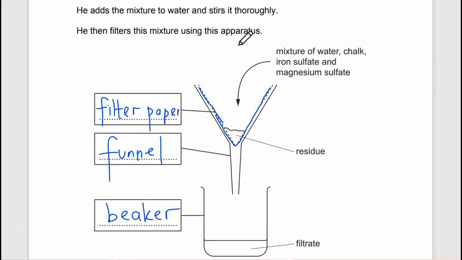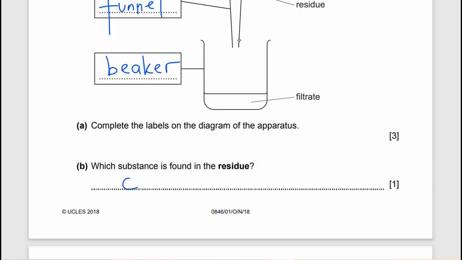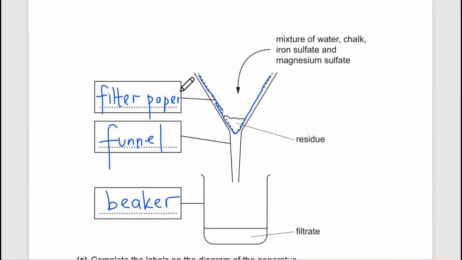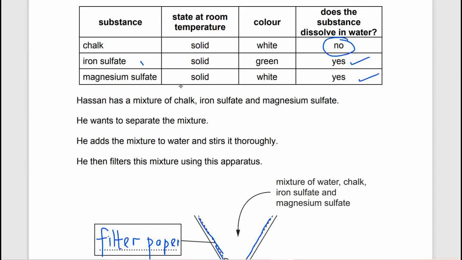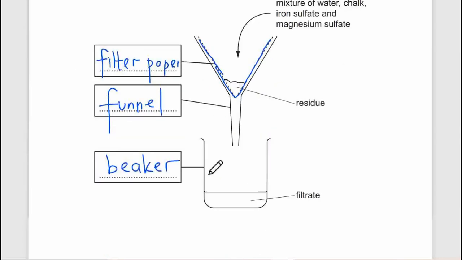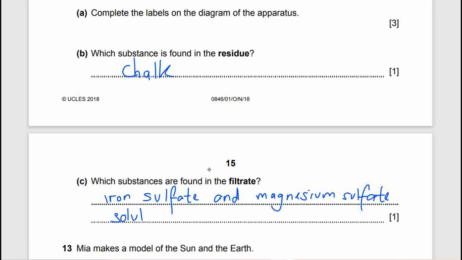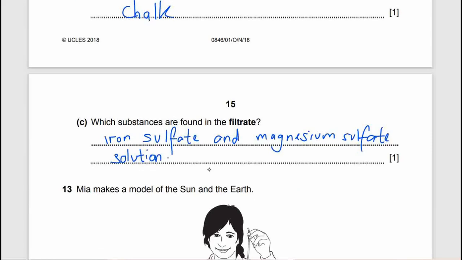Which substance is found in the residue? The residue is the things that do not dissolve in water. So the thing that does not dissolve in water is chalk, so you write chalk. Alright, next. Which substances are found in the filtrate? In the filtrate are the things that dissolve in water, which are iron sulfate and magnesium sulfate. Solution, because they are dissolved in water, we call this a solution. Alright.